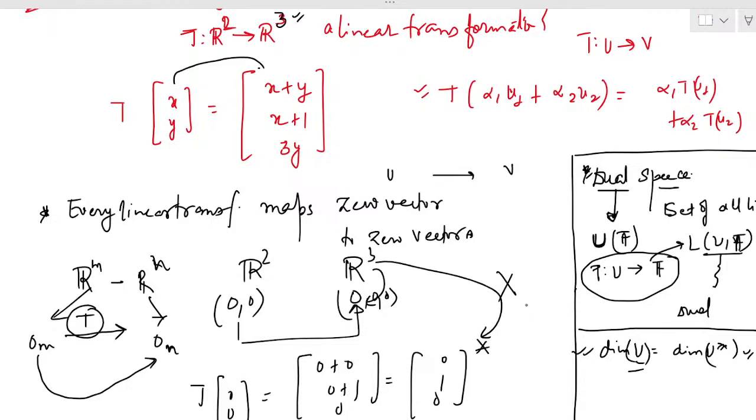Remember, every linear transformation maps a 0 vector to a 0 vector. So you don't want to get into this mess, this is a long thing to do. Just see whether your linear transformation is mapping a 0 vector to a 0 vector. If it is not, then it cannot be a linear operator. It is not a linear operator.